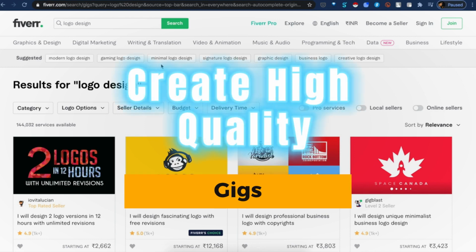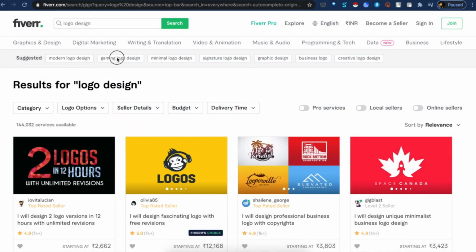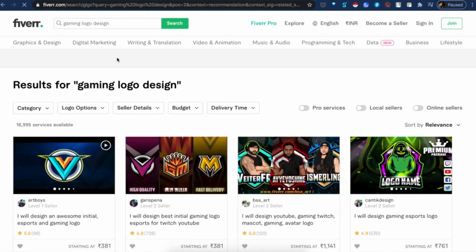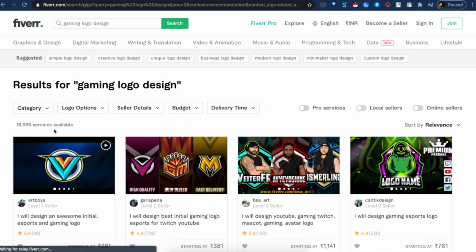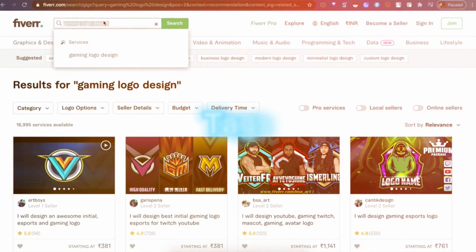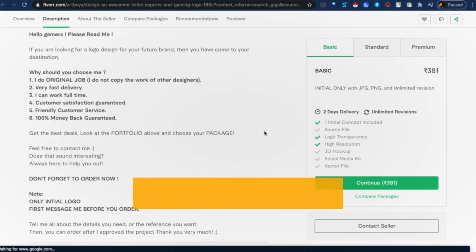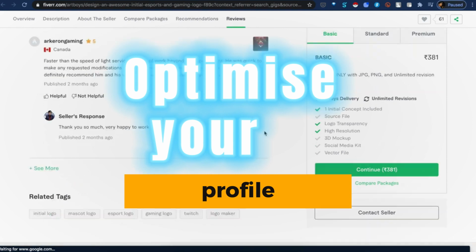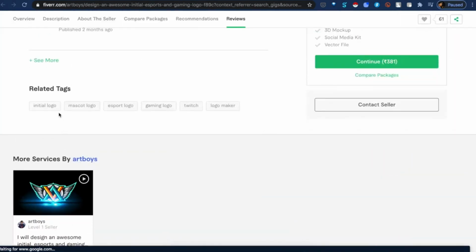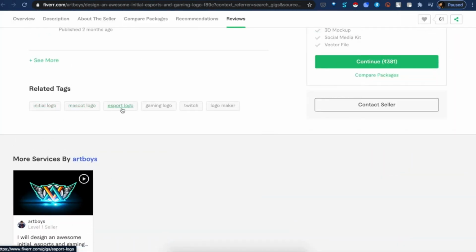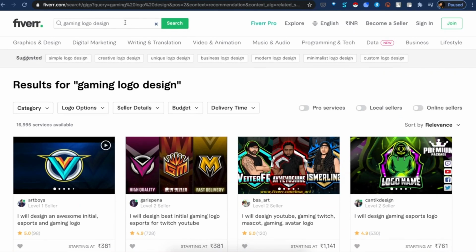Create high quality gigs. Once you have identified your low competition keywords, create high quality gigs with compelling titles, descriptions, and tags. Highlight your expertise, skills, and the value offered to potential clients. Optimize your profile. In addition to gig optimization, make sure your Fiverr profile is well crafted and showcases your skills and experiences related to WordPress services.